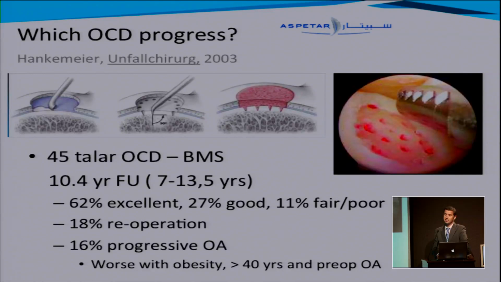Now, a study that did a 10-year follow-up in 45 talar OCDs with bone marrow stimulation found 62% were excellent scores, 18 were reoperated, and 16 progressed towards degenerative changes in the joint. We know that obesity, an age above 40 years old, and preoperative degenerative changes are, of course, the main predictors of such an evolution.